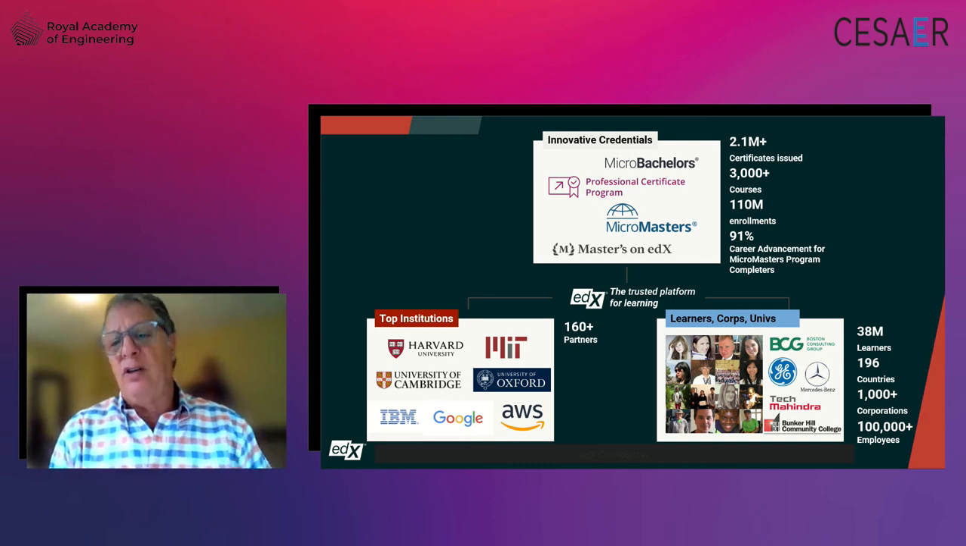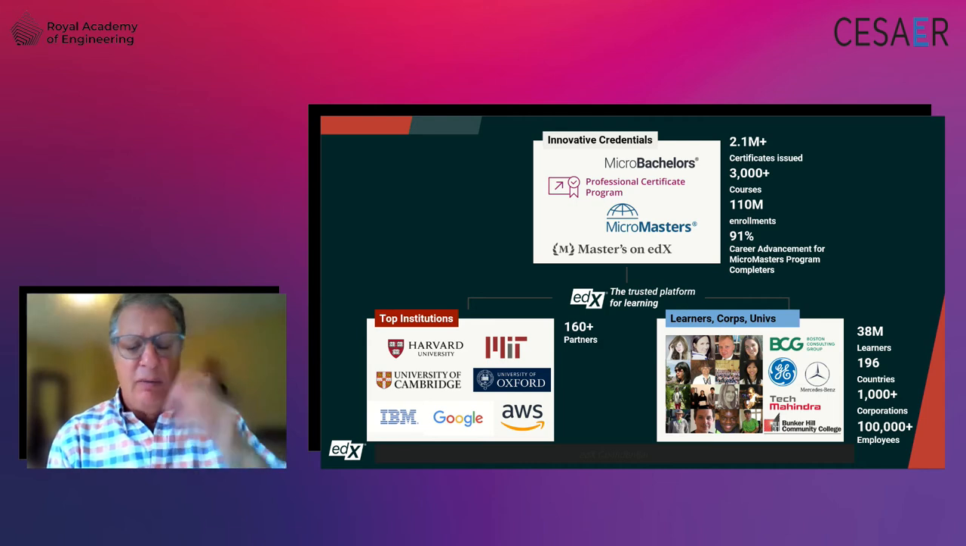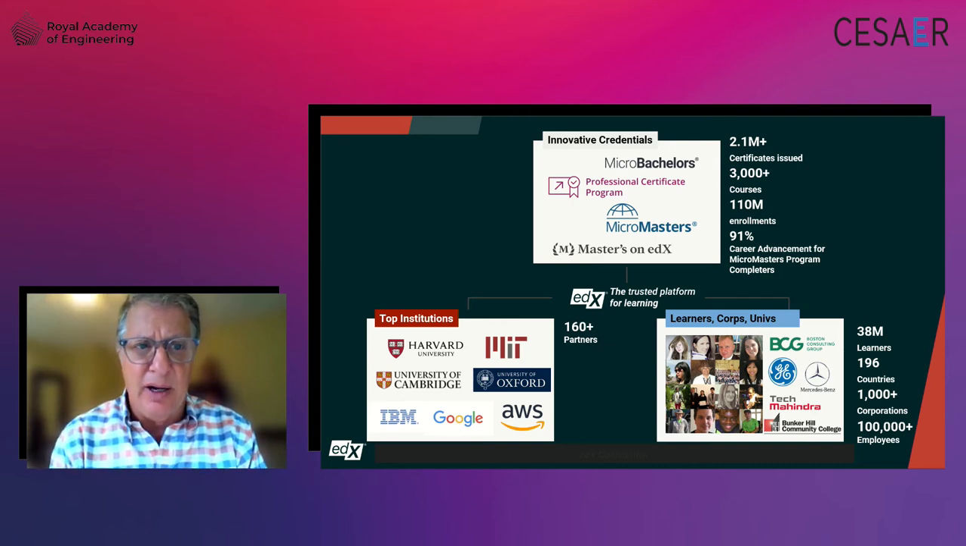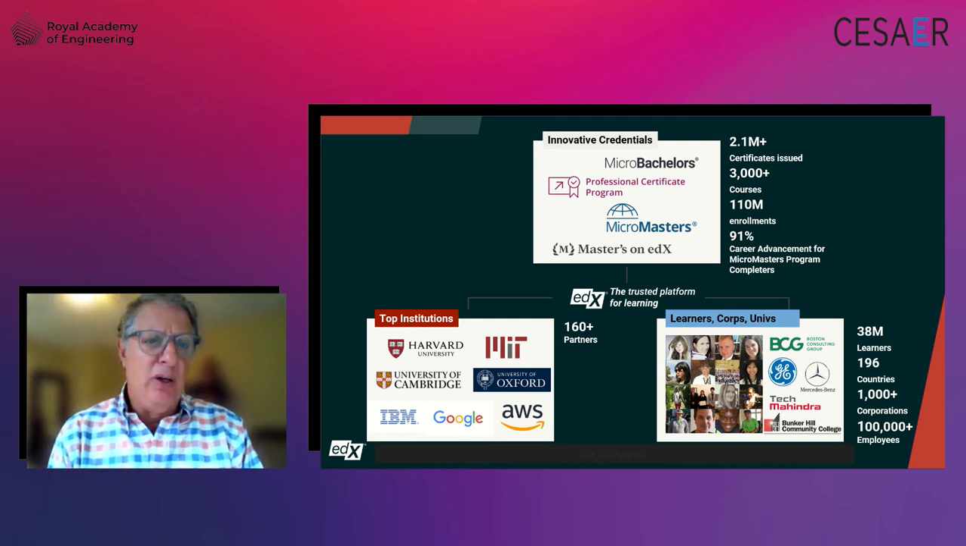So for those of you that don't know, edX started back then. It was founded by Harvard and MIT. It now has 38 million registered learners from every country in the world. There's over 3,000 courses on edX. There's 1,000+ corporations that have taken the edX catalog and embedded it for teaching their employees. We've awarded 2.1 million certificates.